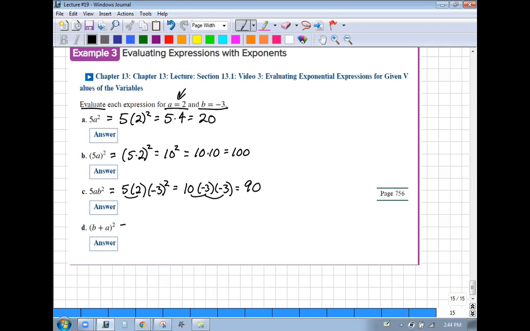a plus b squared. Well, they said that b is -3 and a is 2. -3 plus 2 would be a -1. And the -1 squared means -1 times -1, which is +1. Okay.